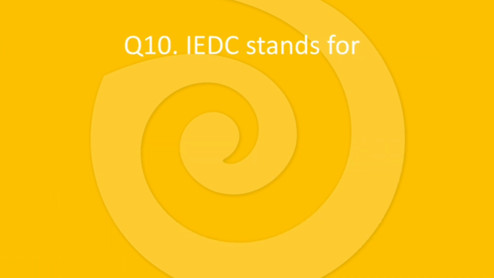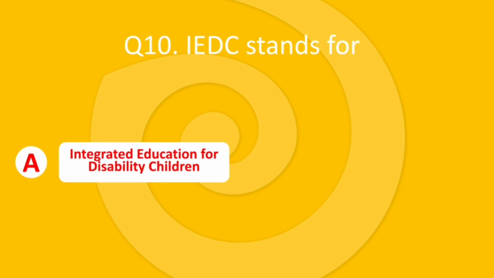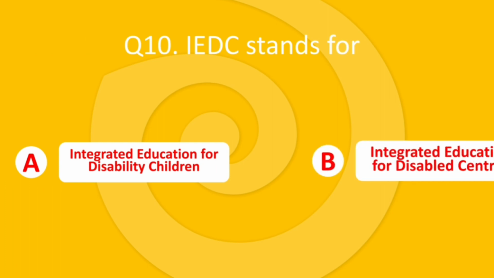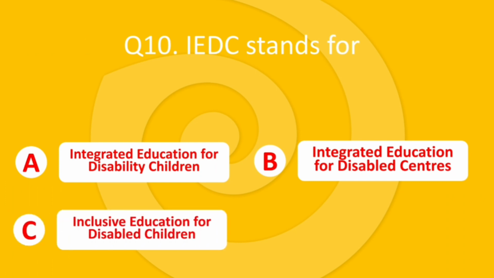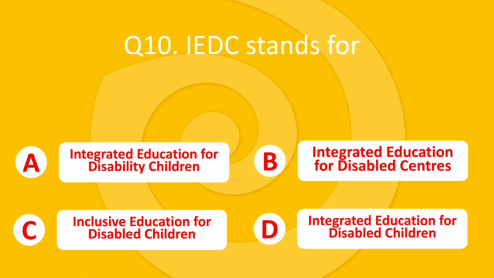Question number 10. IEDC stands for option A, Integrated Education for Disability Children, option B, Integrated Education for Disabled Centers, option C, Inclusive Education for Disabled Children, or option D, Integrated Education for Disabled Children. So the right answer is option D, Integrated Education for Disabled Children.